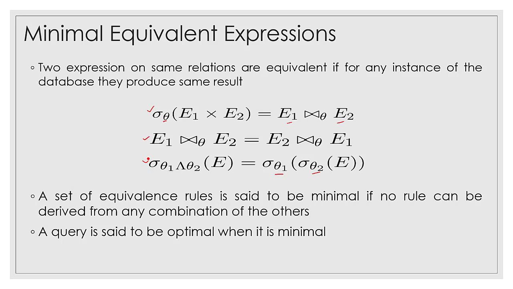There are 12 equivalence rules in total. We are not going to discuss all these 12. We are going to mainly focus on these 3 to give you an idea. So a set of equivalence rules is said to be minimal if no rule can be derived from any combination of the others. We are going to see with an example. A query is said to be optimal when it is minimal.